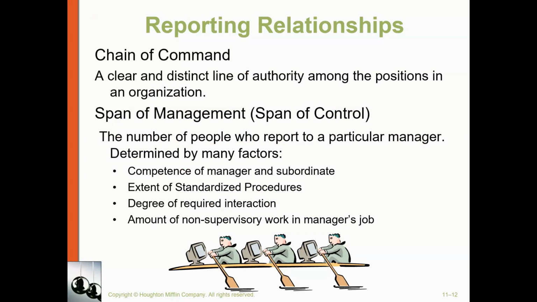Let's move on to reporting relationships. Here we see chain of command and span of management, also known as span of control. The chain of command is the clear and distinct line of authority among the positions in an organization. If you recall from the first slide, the lines on the organizational chart show that chain of command. And span of management is the number of people who report to a particular manager. These are direct reports. I'll go through this in a little more detail on the next slide.